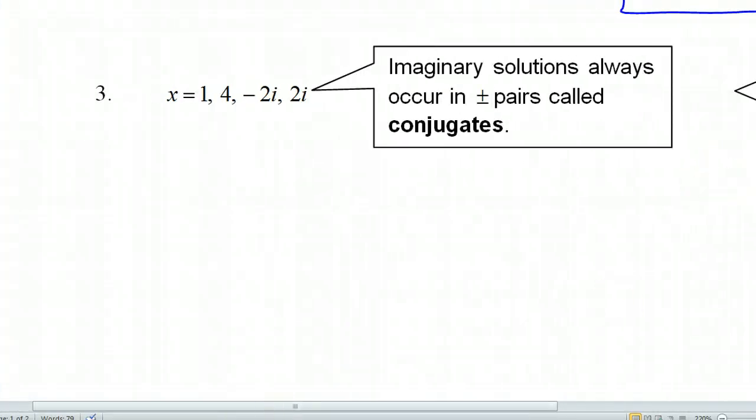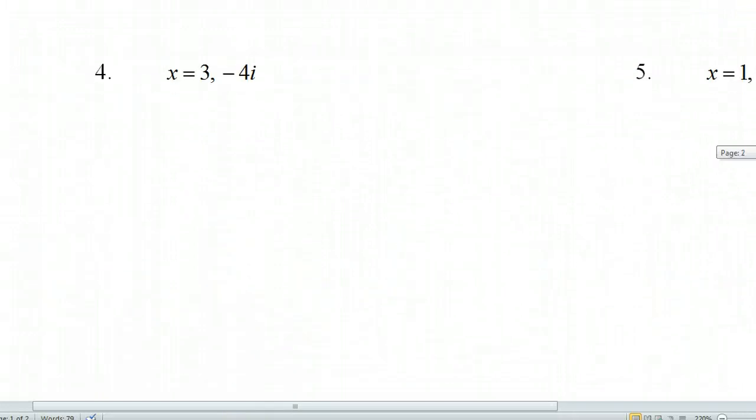Next time, I might not. Like if you look at number 4, which is coming, just as a future example, here I only put negative 4i. But you're supposed to automatically know that there's another solution that goes with it. What goes with it? 4i. Okay? If you do not add that in, you will not get the right answer at all.